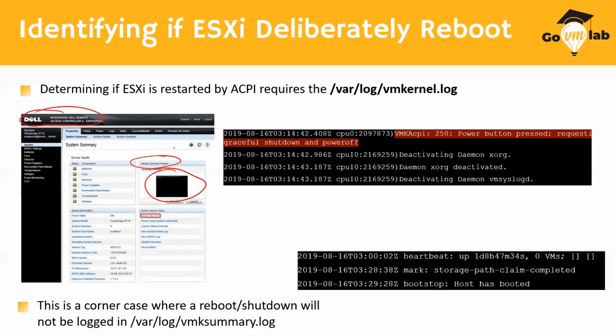If you have ever interacted with the ILO or iDRAC, there you have a power on/off option. So if an admin is rebooting that server from this ILO event, then you would see this particular information in your vmkernel.log file, something called power button pressed. Look at that, it gives you such crisp information. Power button has been pressed and it is requesting a graceful shutdown and power off. And it also says that the host has booted.